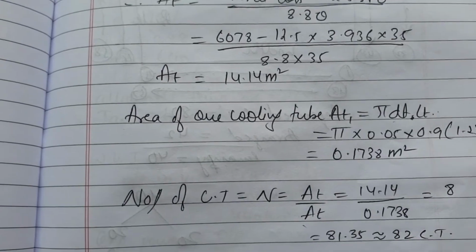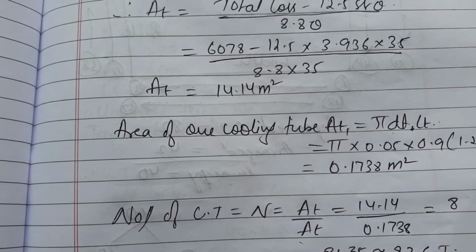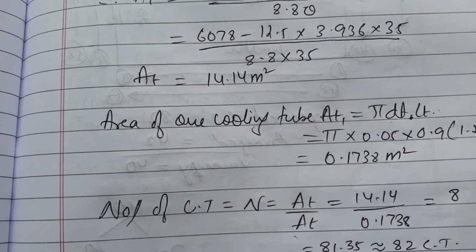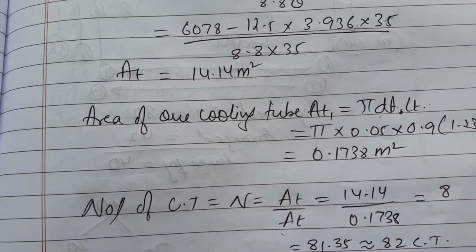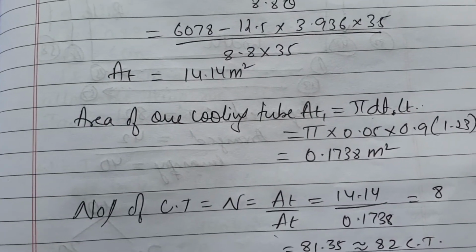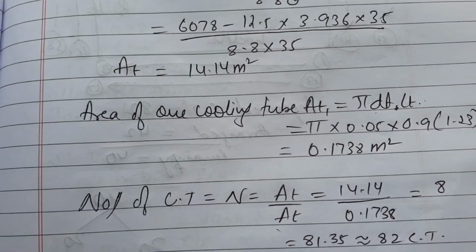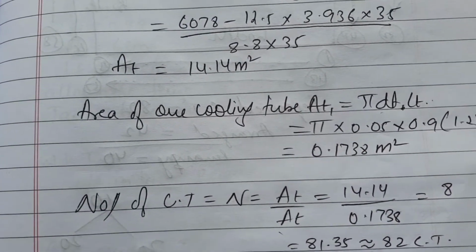After that, you have to calculate the area of one cooling tube. AT1 is equal to pi dt into LT. If dt and LT values are not given, by default you have to take dt is equal to 5 cm and LT is equal to 90% of height of tank. Therefore, AT1 is equal to 0.138 meter square.